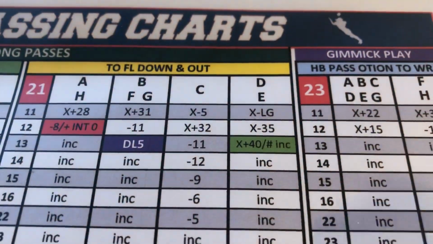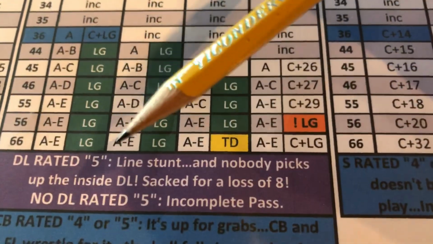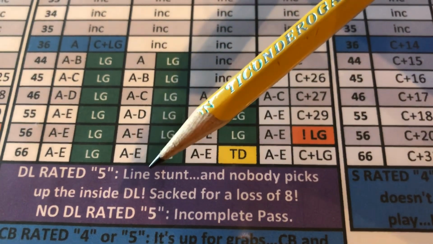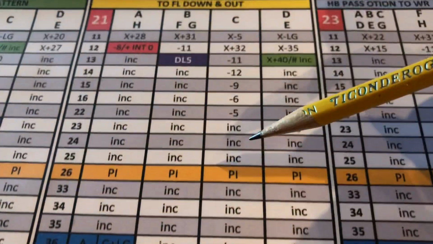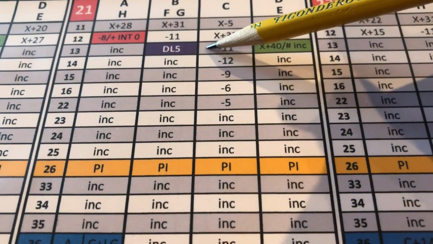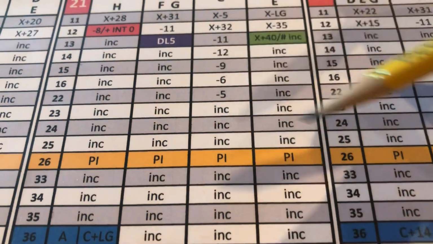So he gets his fair share of long gains, as we've all known. Another thing on passing plays, you can see this reading right here, DL5. You just go down here. Any defensive lineman rated 5 gets in and gets the sack. So it's kind of a unique, easier way to factor in individual player ratings on occasion.